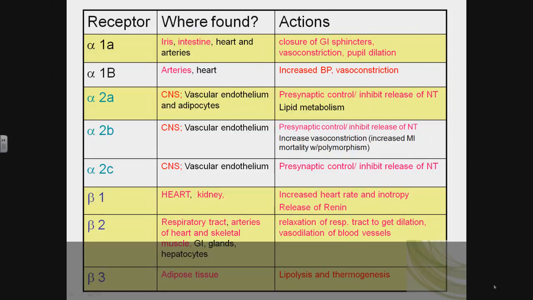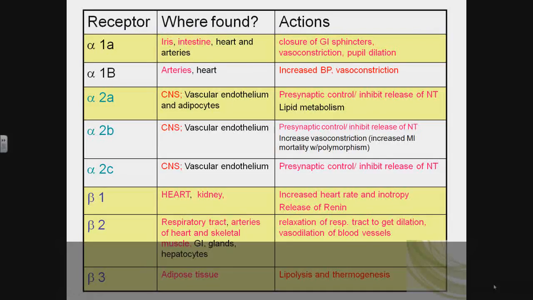Beta 2 is the primary receptor found on smooth muscle in your bronchioles. When stimulated, it causes bronchial dilation. Beta 2 can also be found on blood vessels. If beta 2 wins the battle and has more epinephrine bound to it, it will lead to vasodilation of blood vessels. And beta 3 is the receptor found mostly on adipose tissue. When it's stimulated, you have more utilization of your stored fats. You have lipolysis, and when you start to burn fats, you have more heat production. That's what I mean by thermogenesis.